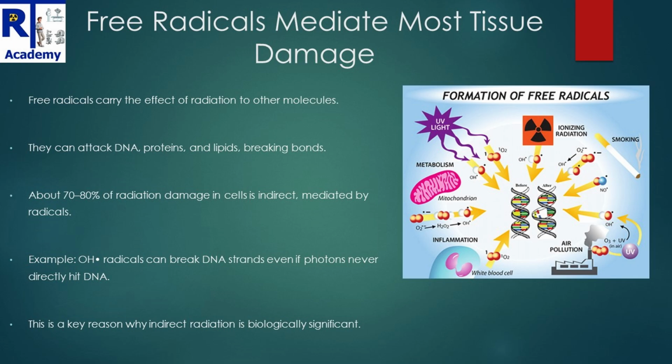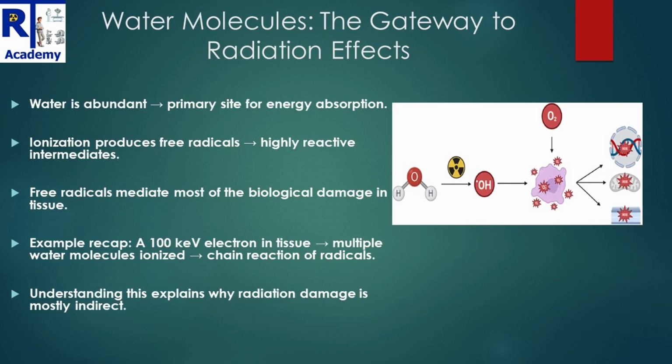These are atoms or molecules with an unpaired electron and are extremely reactive. Some of the most important free radicals produced include hydroxyl radical, hydrogen radical, and occasionally hydrogen peroxide. Important note: these radicals are not radiation themselves, but can carry the radiation's effect by attacking other molecules, like proteins or DNA, breaking bonds. This is why most radiation damage is indirect, mediated by radicals rather than direct photon collisions with critical molecules.